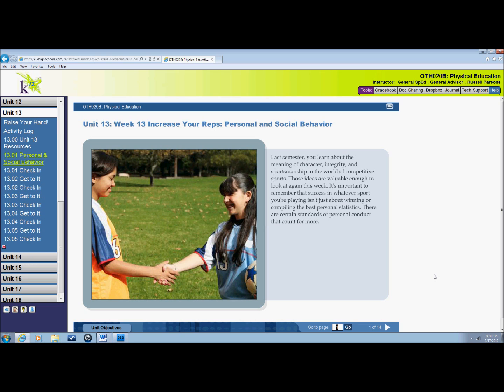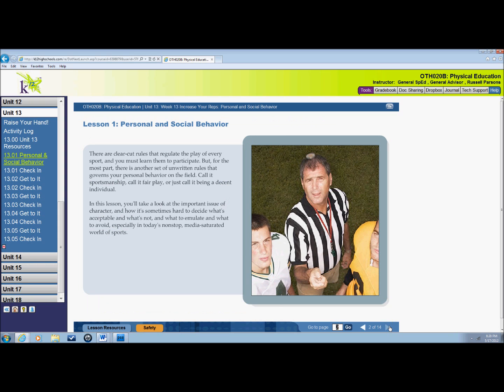So that was the first page of this unit lesson, and now we're going to be moving on to the second. Okay, so there are clear-cut rules that regulate the play of every sport, and you must learn them to participate. But, for the most part, there is another set of unwritten rules that governs your personal behavior on the field. Call it sportsmanship, call it fair play, or just call it being a decent individual.